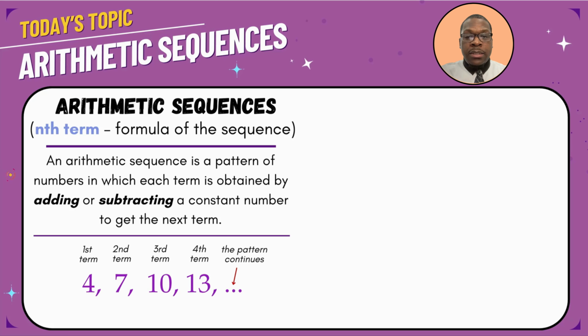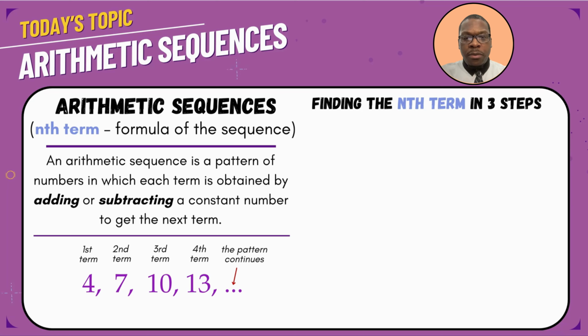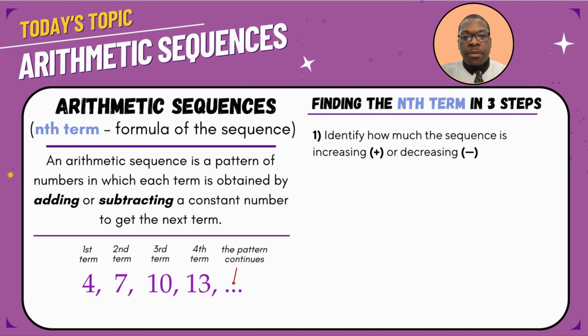So let's take a look and see how we can get the nth term, meaning the formula, in 3 easy steps. Step 1, you want to determine how much the sequence is increasing or decreasing. If it's increasing, that will be a positive number. If your sequence is decreasing, that will be a negative number.